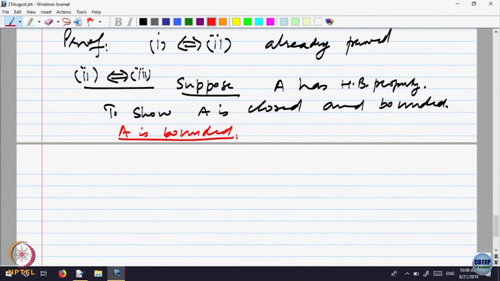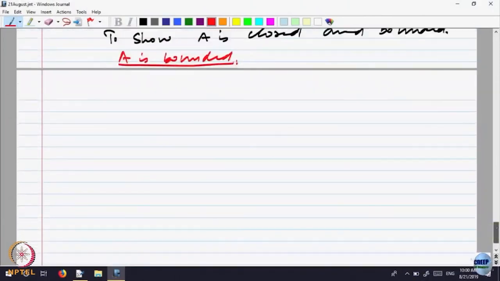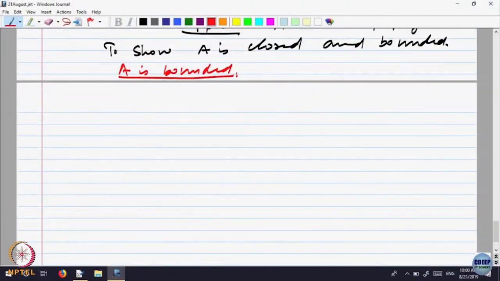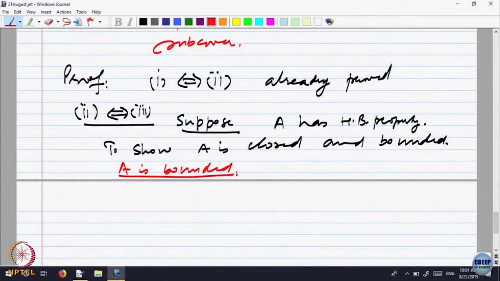Now, to show that A is bounded, A is a subset of the real line. We are in the real line. A is bounded, that means it lies between bounds. Now, given any set A, I have to somehow use my tool that every covering has a finite subcover. So, keep these two things always in mind: what you want to show and what is given. To show bounded, I have to somehow manufacture some covering of the set A and use the fact that it has a finite subcover, and conclude as a consequence that it is bounded.